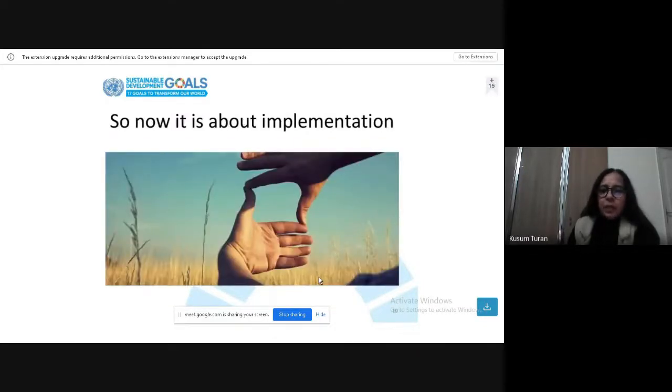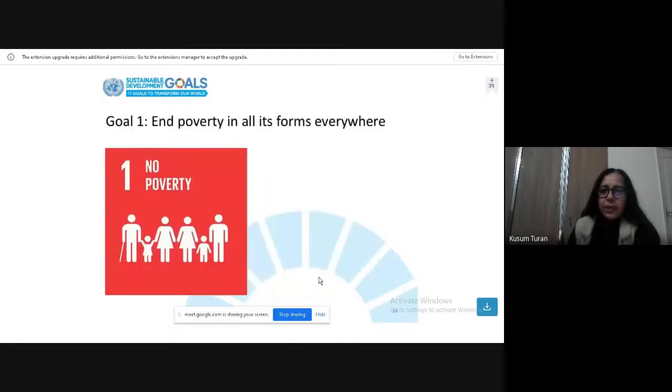Now, how about implementing these goals in the classroom? First, let's go through all the goals. The first goal talks about ending poverty in all its forms everywhere. And I feel that if we can achieve this goal, a lot of other associated goals like quality education, hunger, or health-related goals can all be achieved if we have no poverty.